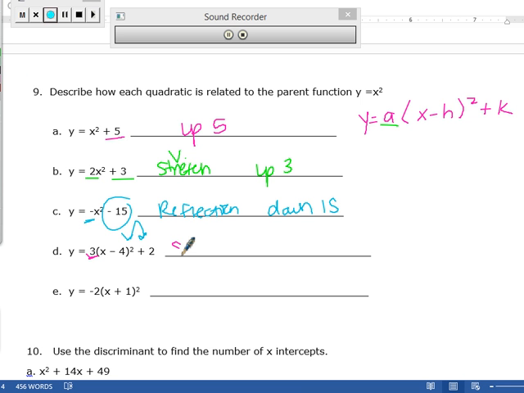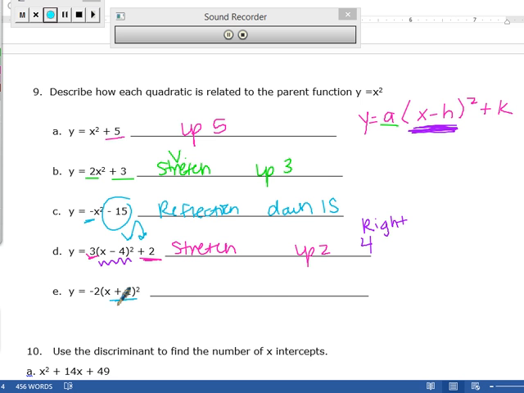Again, this 3 is your vertical stretch. This 2 is your k, that's up 2. But the h is your left and right movement, and it's opposite. So I see a minus 4, it's really 4 to the right, because a positive 4 is what would make this 0. And we're really moving that x-intercept from side to side.